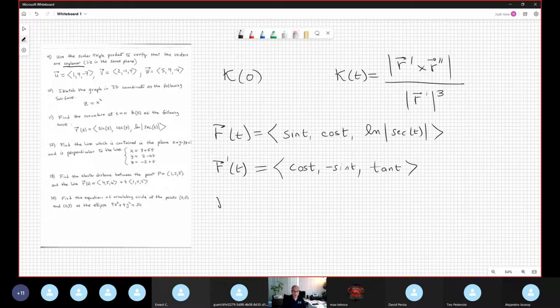Now, let's find the second derivative. The second derivative is differentiating component by component again. Derivative of cosine is minus sine.